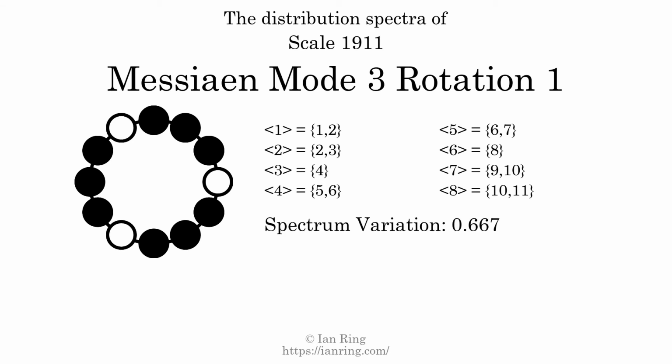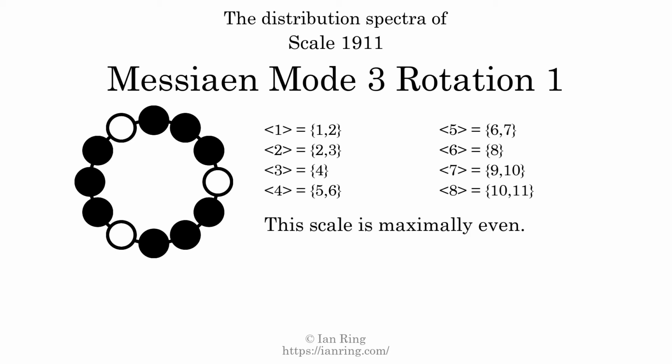The spectrum variation is the sum of all the widths divided by the number of tones. The spectrum variation of this scale is 0.667. Since the variation is greater than 0, this indicates that the scale is not perfectly even.